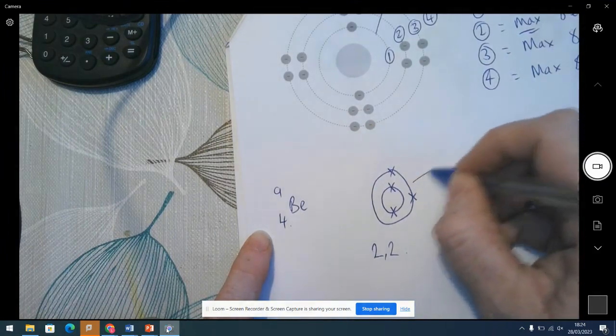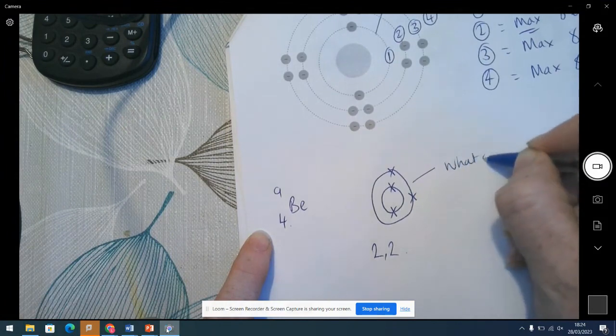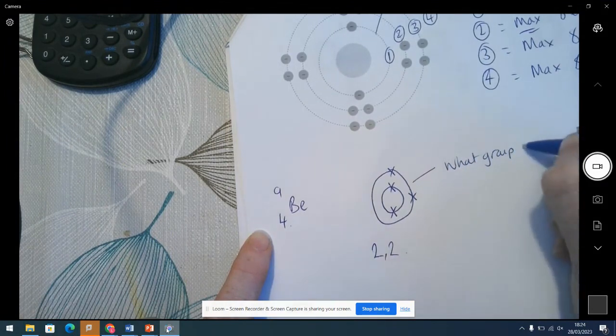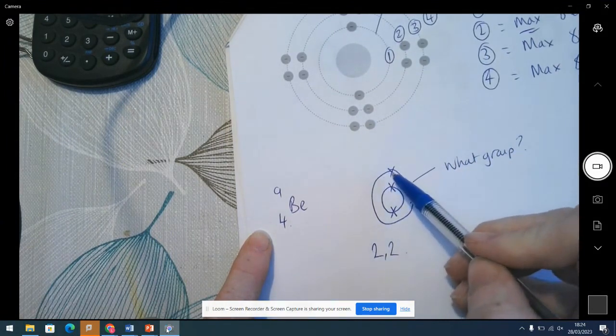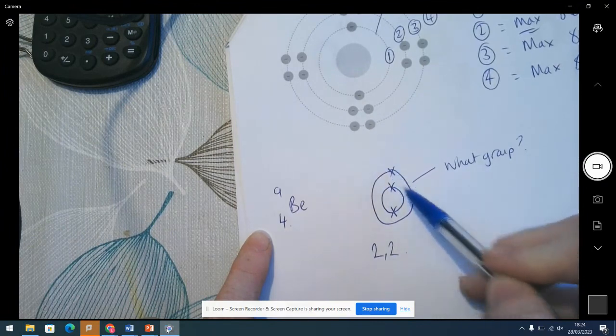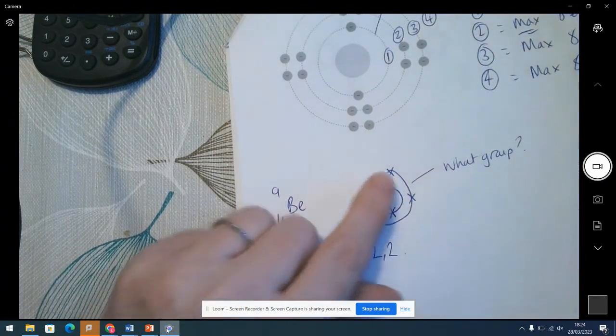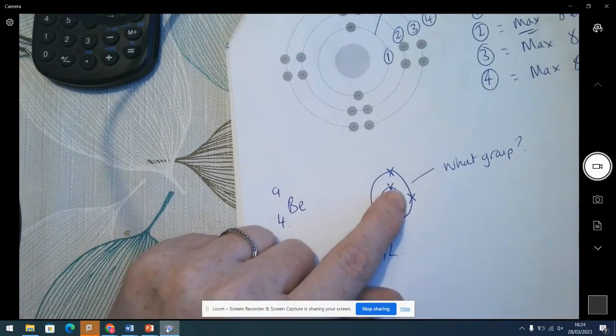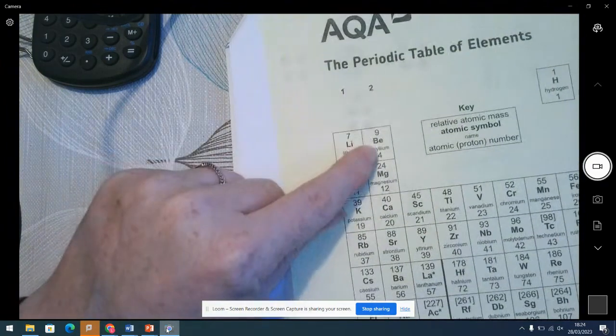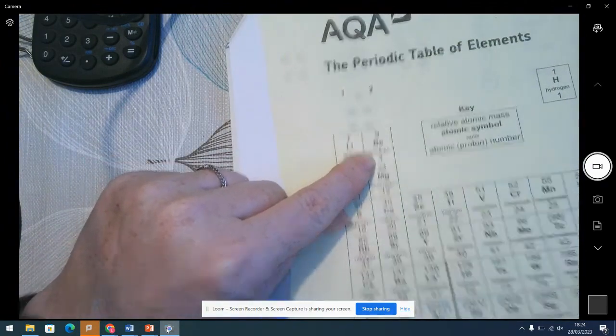Now, what this also tells us is what group the element is in, okay? And that's because the number of electrons on the outer shell tells you the group. So beryllium has got 2 electrons in their outer shell, and lo and behold, beryllium is in group 2.